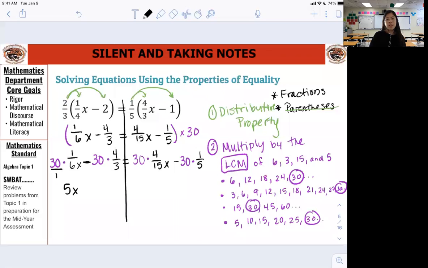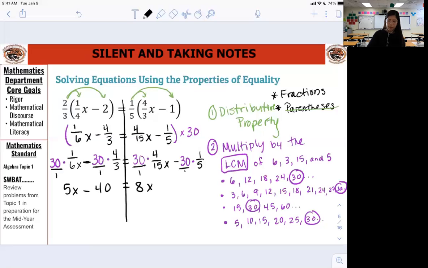Then I have 30 times 4 over 3. Again, I can put 30 over 1. 30 times 4 is 120. 120 divided by 3, what does that give me? 40. Once again, we can put the 30 over 1 and multiply across. So that would be 30 times 4 again, that's 120, and then 120 divided by 15. 8.